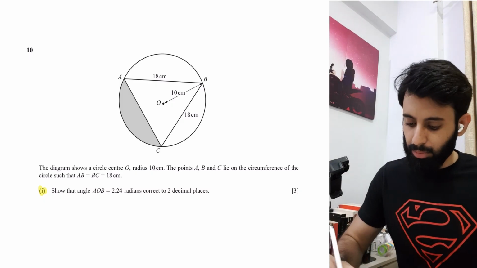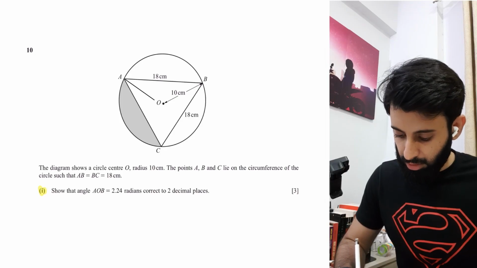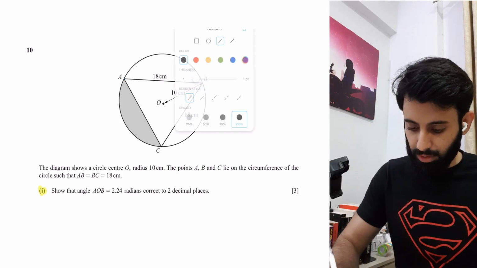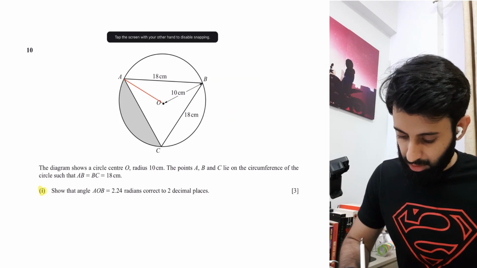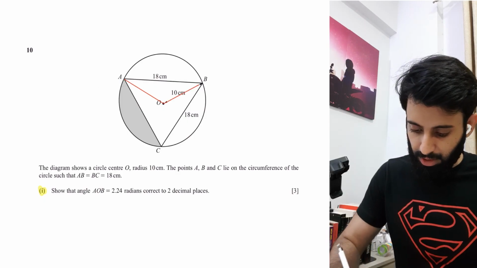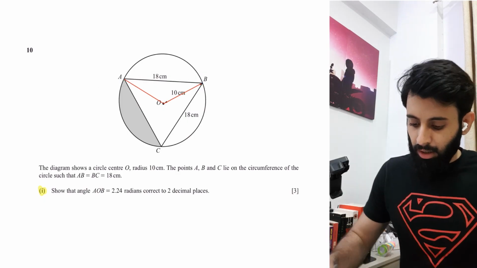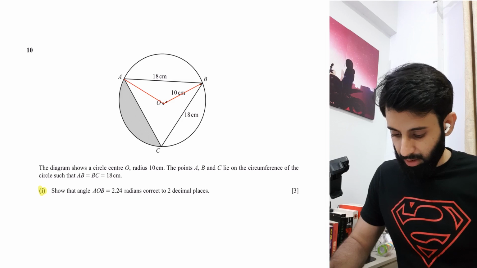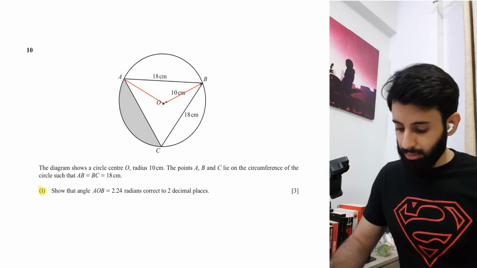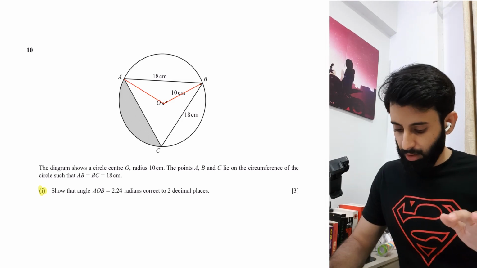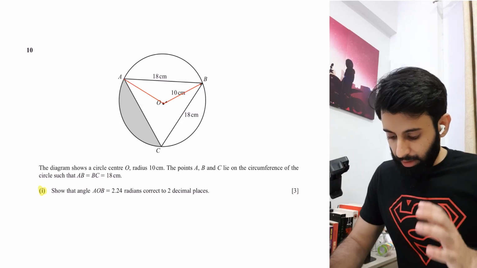Okay, so AOB is not exactly drawn, so I'll use a different color so you can distinguish. So AOB, the question is basically talking about this. I need to show that angle AOB is equal to 2.24 radians. My calculator is in radian mode, so again, don't forget to do that. Correct to 2 decimal places.